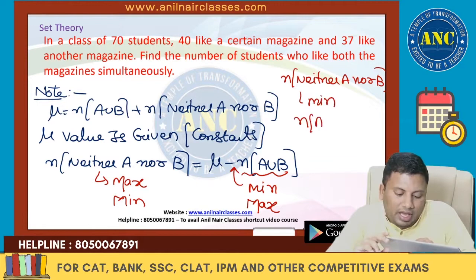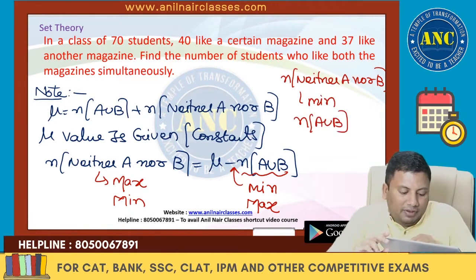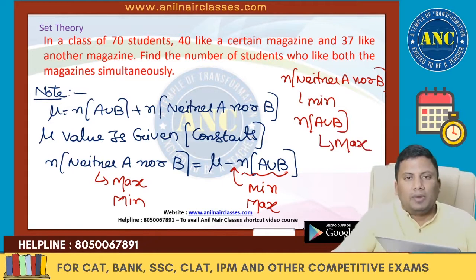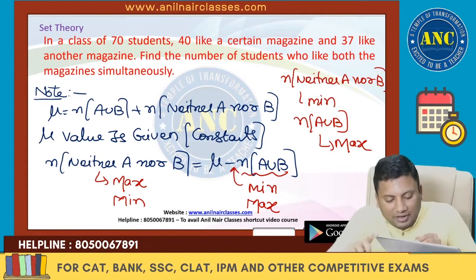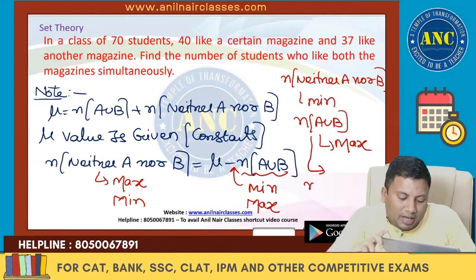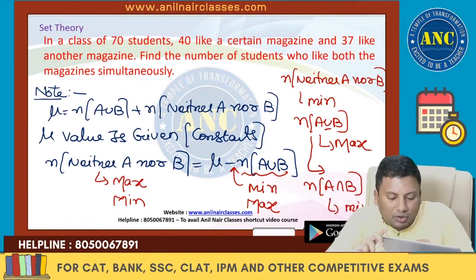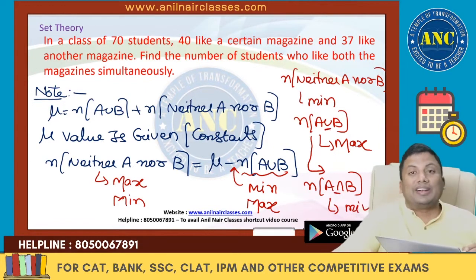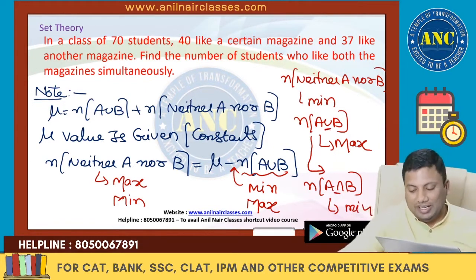N of A union B. N of A union B should be maximum. Are you all with me? If N of A union B is maximum, N of A intersection B should be minimum. Why? Because union and intersection are also related with minus sign, which we discussed.